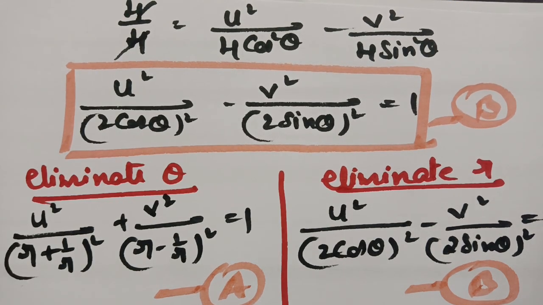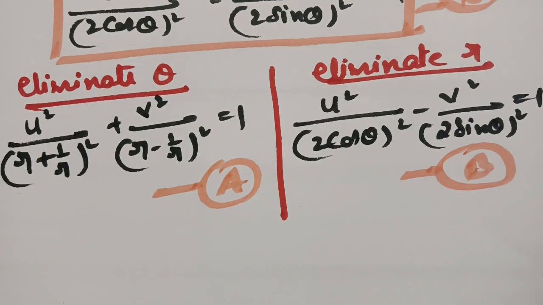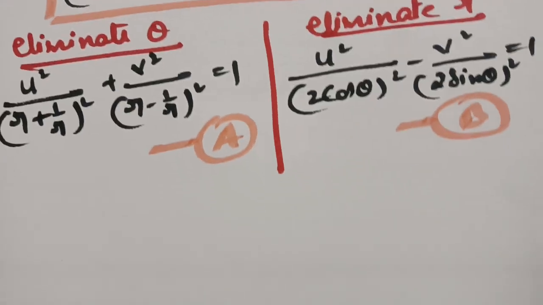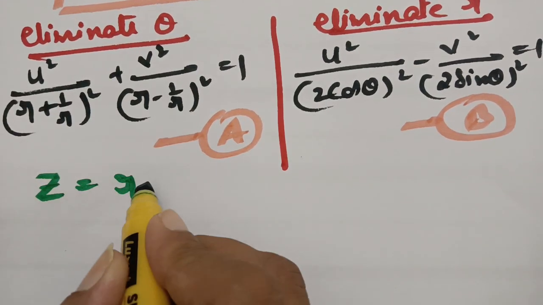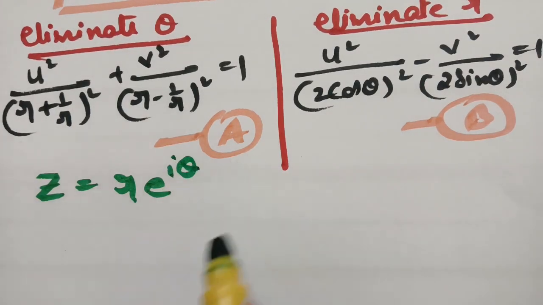So is it not clear? See here, there are two planes. The first one is the Z plane and the next one is the W plane. In the Z plane, we'll be having X and Y variables, and in the W plane, we'll be having U and V variables. As you know, we have taken Z is equal to r into e power i theta.